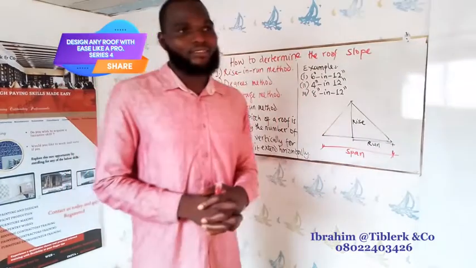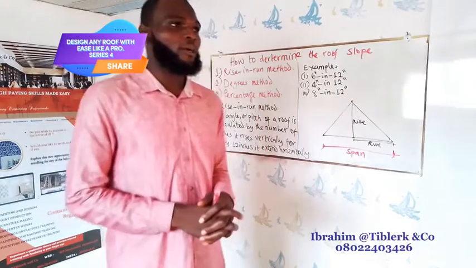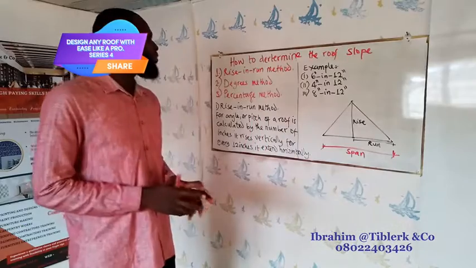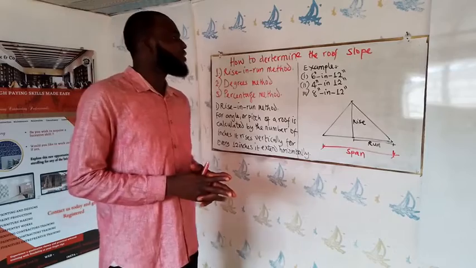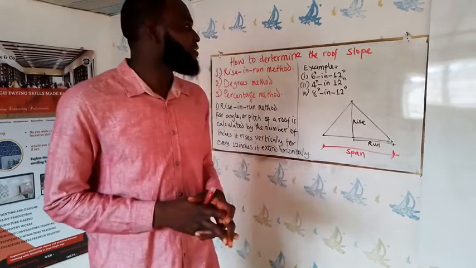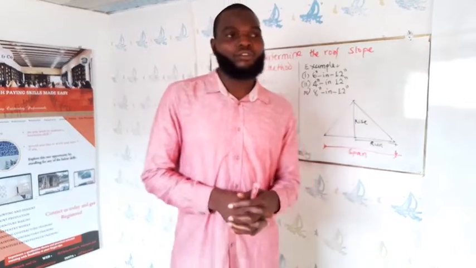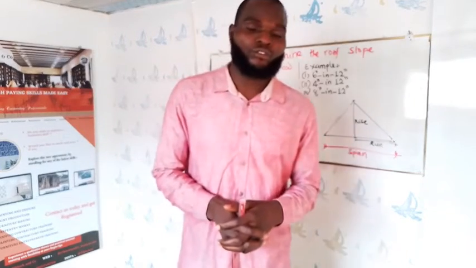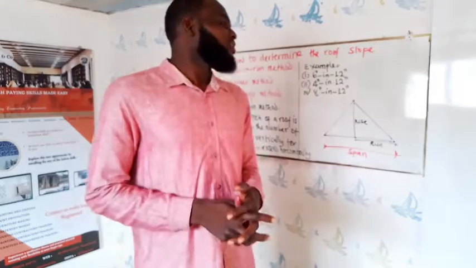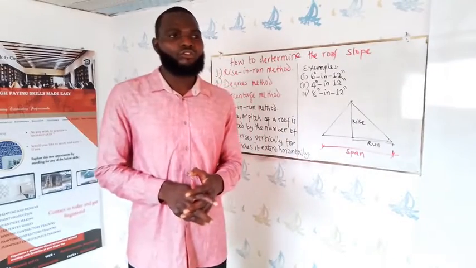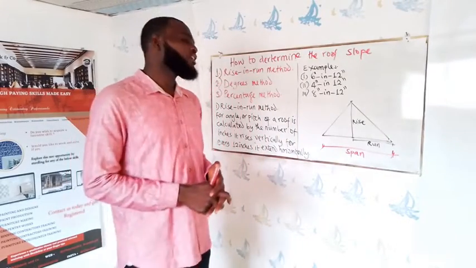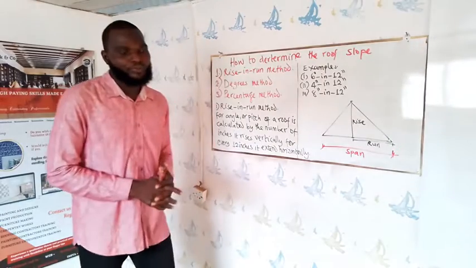This is the fourth series, series 4 of this section. Now, we want to learn how to determine the roof slope or steepness. It's called roof slope or roof steepness. There are methods used for doing this. The first one is the rise and run method.